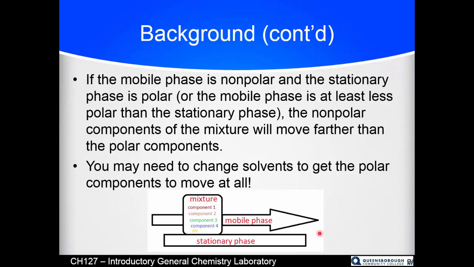And if you're doing, say, column chromatography, you do need to get your components to come out at the end because your goal is to separate them and isolate them. And so you might have to change solvents as the experiment goes on, which we do in our experiment, to get the components to move at all so that you can isolate them at the end.